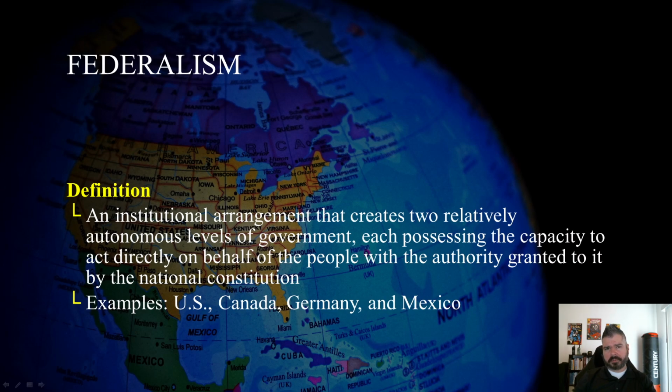So some examples of federalism that we see in the world. The United States, obviously, we adopted federalism. We see federalism in Canada, Germany, and in Mexico.